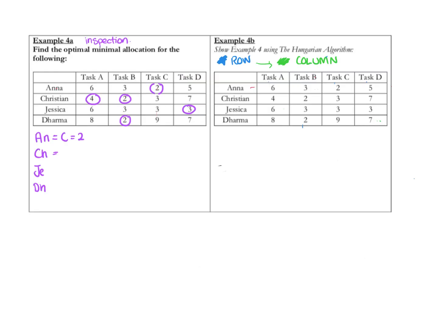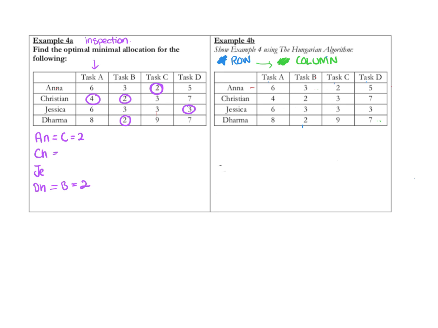So on the left, I'm going to do inspection in the purple. So I've gone through each task, and I've collected the smallest time to do that task. Okay, and then I go through. So then if I look across, Anna could only do task C, so I gave her that. If you look down there, Dharma's only one is task B, that's her lowest, so I might give her B, and that's 2.